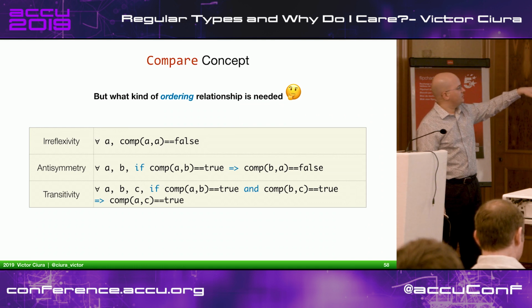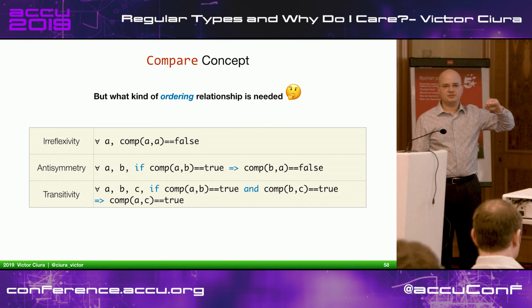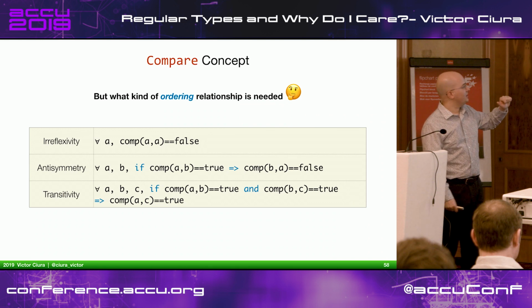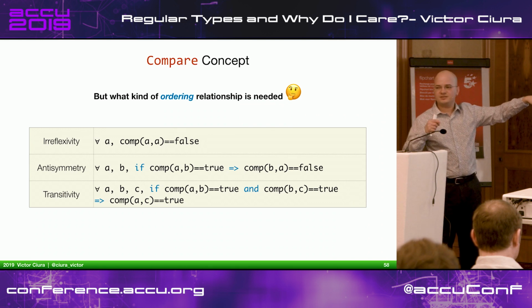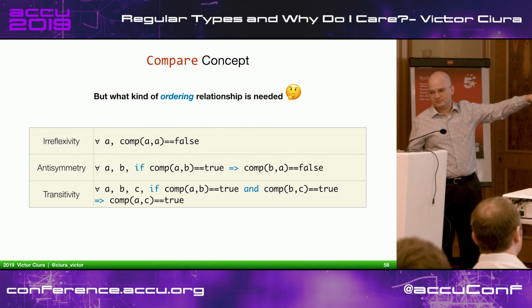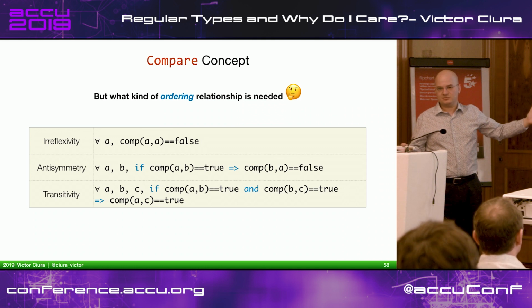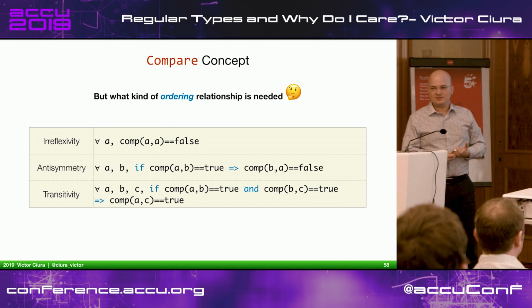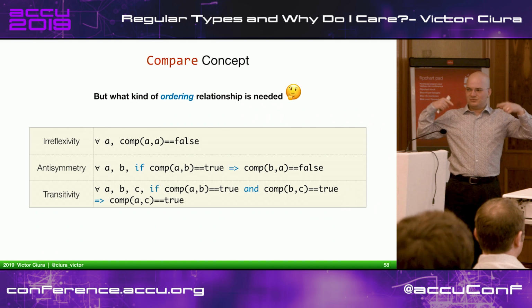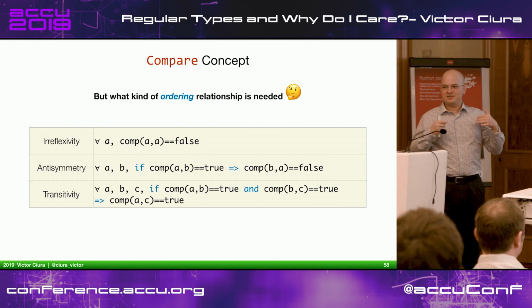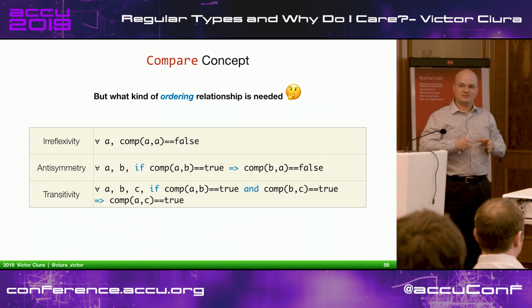anti-symmetry, and transitivity. Does anyone think this is not necessary? The second one, anti-symmetry. Instead of comp, think less than. If A is less than B, B must not be less than A. Does it make sense? Sounds reasonable, right? So if you need to internalize it, instead of comp, think less.